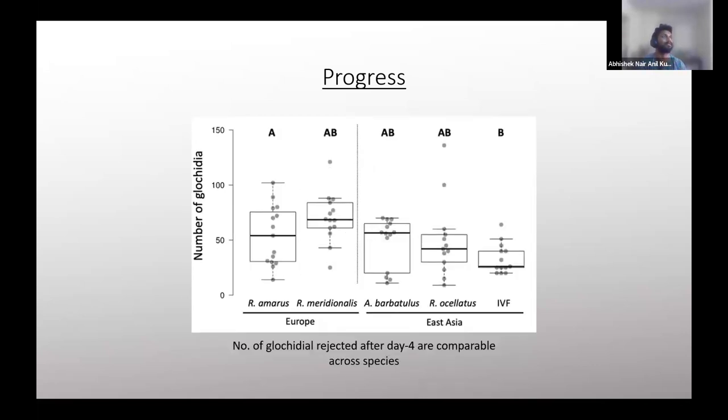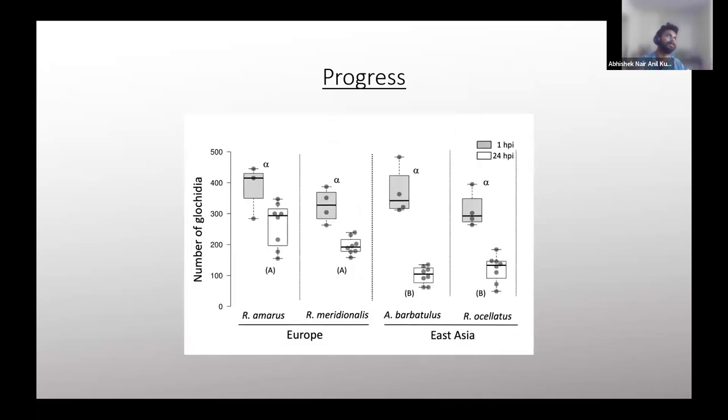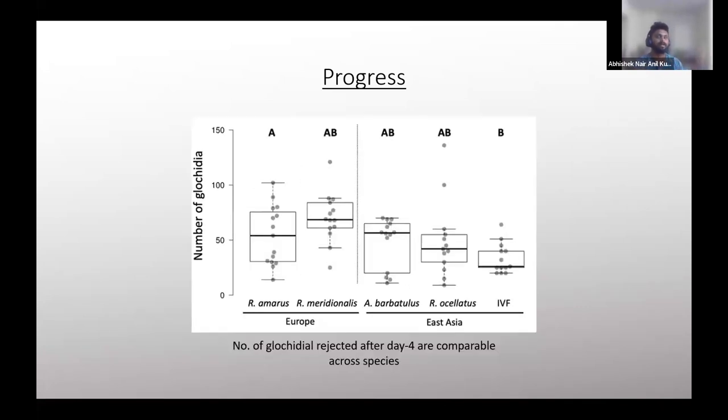So next I will talk about the actual number of rejected glochidia that we found over the period of 15 days. This data comes from day four and after. During this period, we do not really see a major difference between the two groups of bitterlings, which suggests that the only point of difference between the two groups is what I talked about in the earlier slide, where the initial rejection of glochidia is much higher in the East Asian species of bitterling compared to the European species, which is not very significant here after day four.